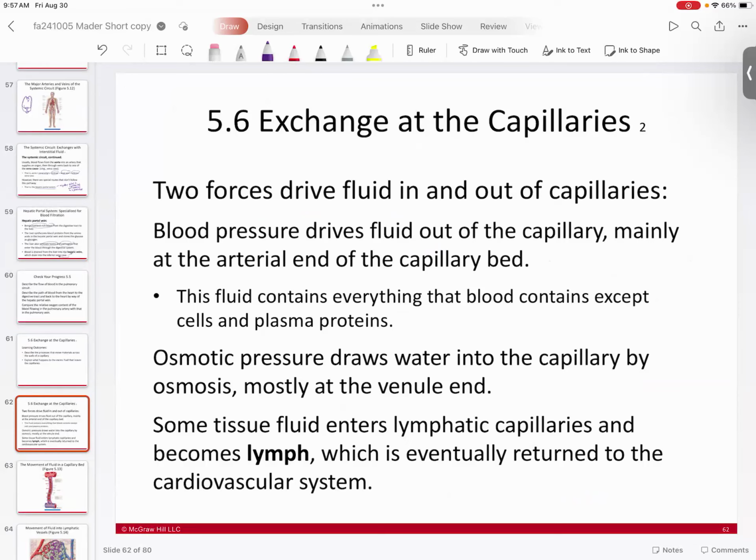Okay, so let's take a look at the exchange piece. Right, there's two main forces that are driving fluids into and out of capillaries. It's all driven by blood pressure, right? So the pressure of the blood is going to be driving fluid out of the capillaries, typically at the arterial end of the capillary bed. Osmotic pressure draws water in. So osmotic pressure basically is the ability of salts to suck water into it.